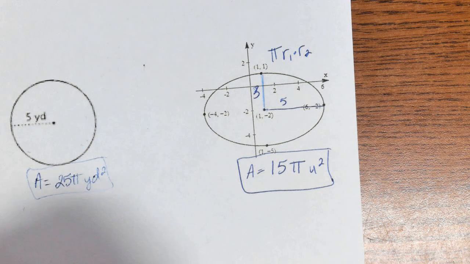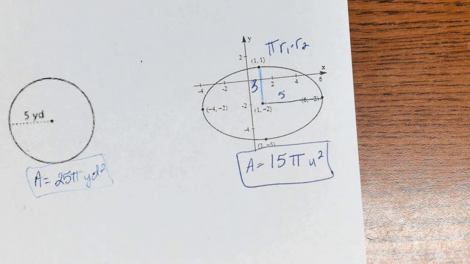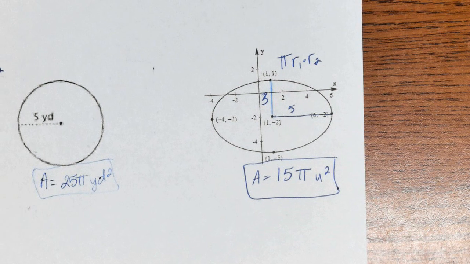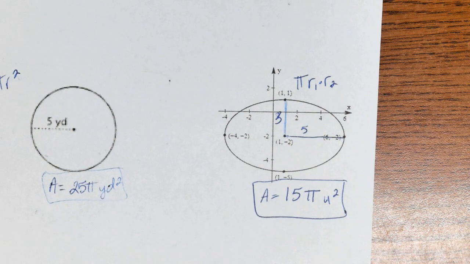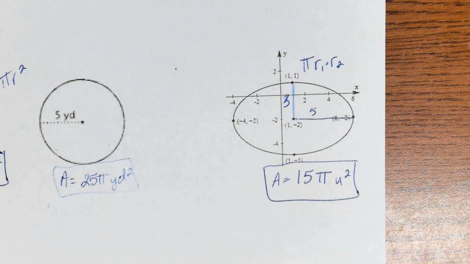So do y'all see how the ellipse is the same amount of work? It's not any harder than the circle. It's just, instead of multiplying the same number twice or squaring it, you're just doing two different numbers. But it's still just something times something with a pi next to it. So these are the easiest ones.